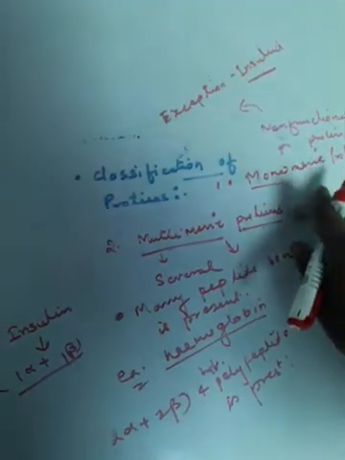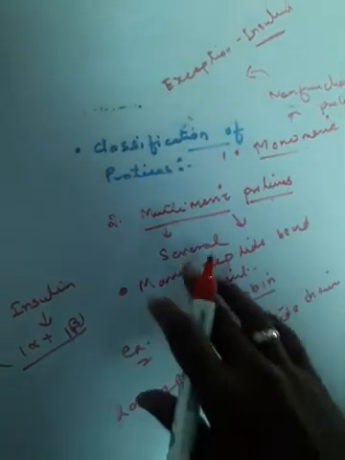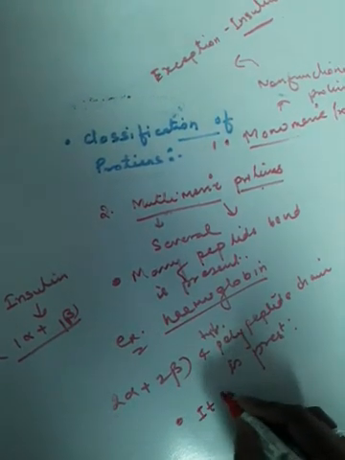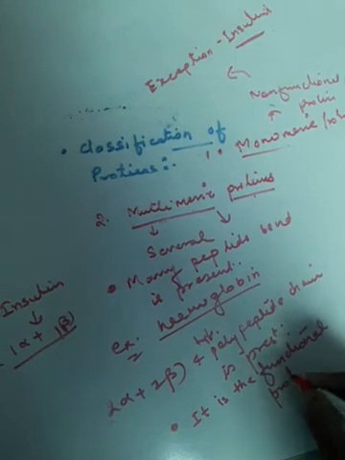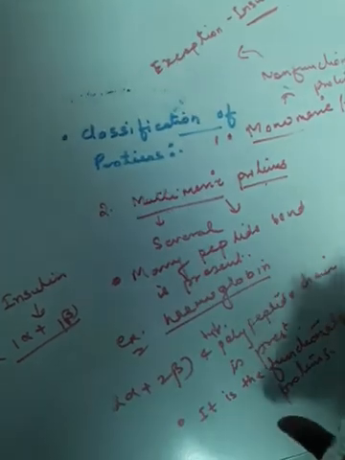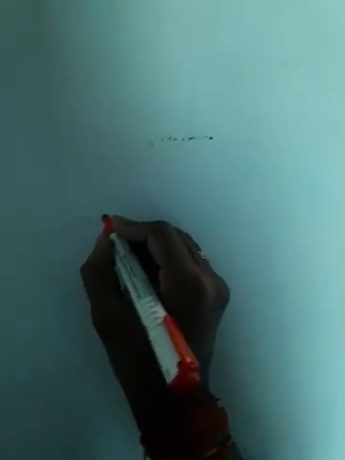I missed an important point, so I will discuss it here. The multimeric protein is the functional protein. So it's the best example of multimeric proteins. We will discuss the remaining points. So that is all about the classification on the basis of polypeptide chains.